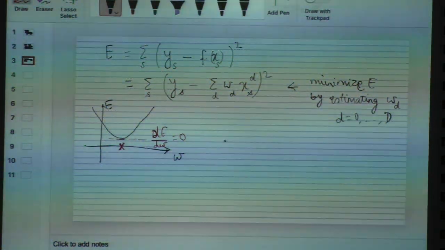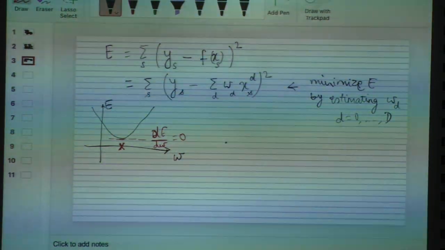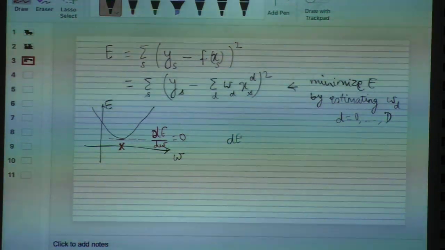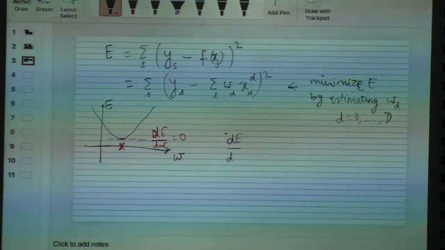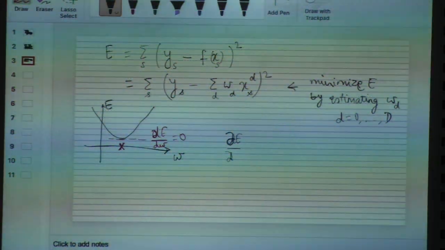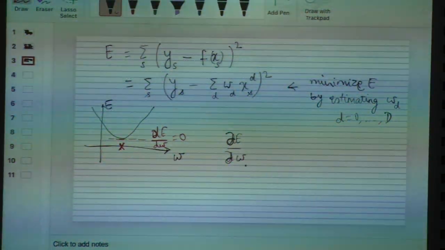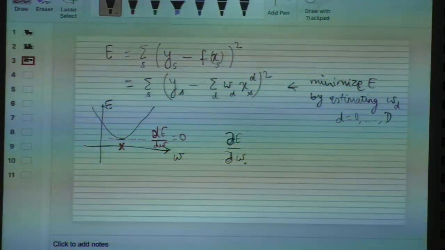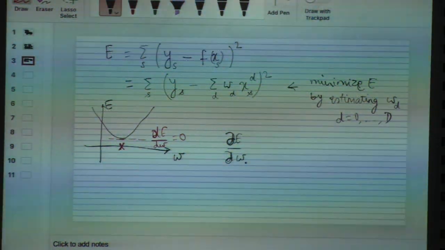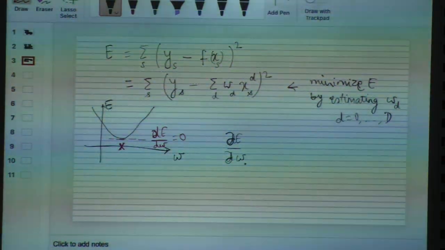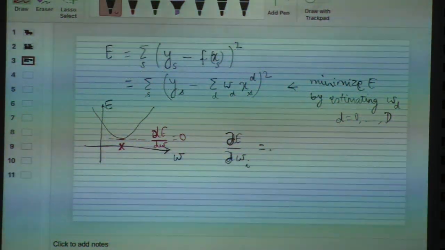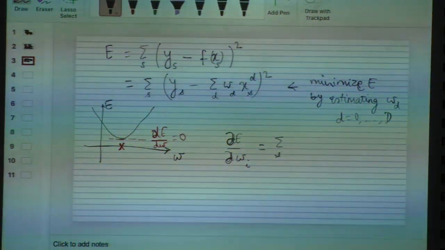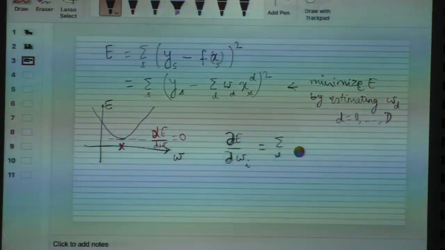Let's do it with respect to a general W. Let me call it the partial derivative, because I have so many W's, I take one of them. Let me call it Wi. This will be equal to summation over s.